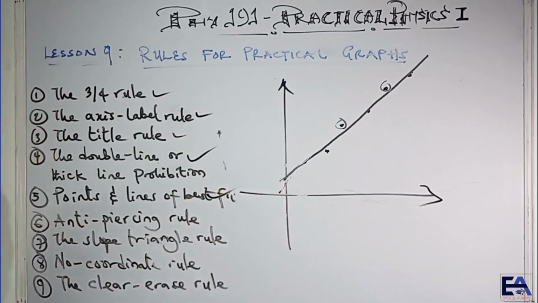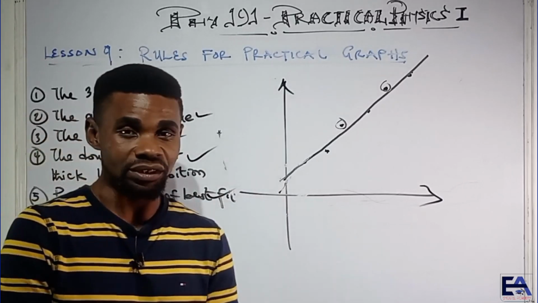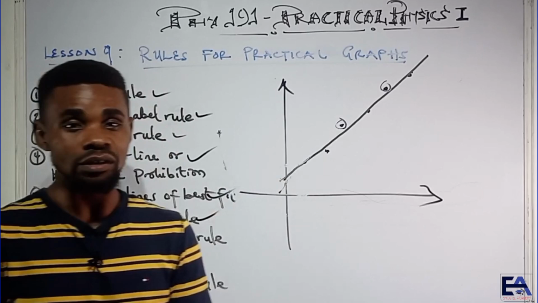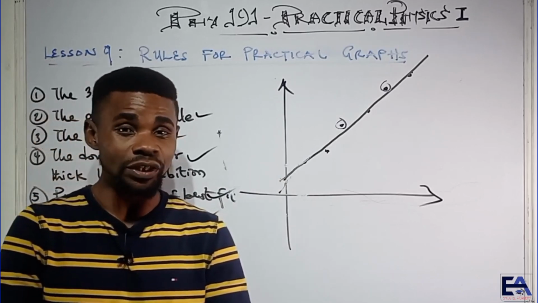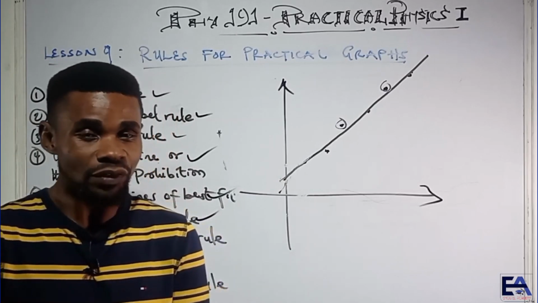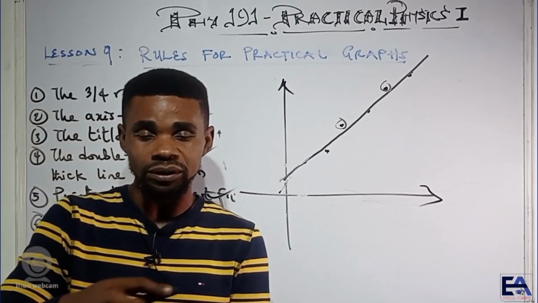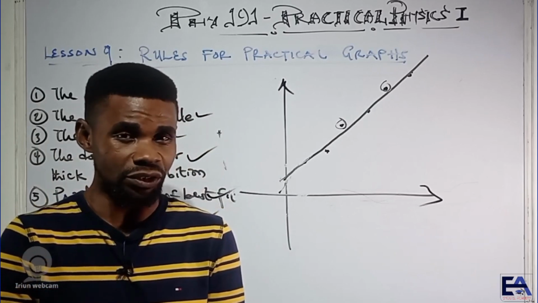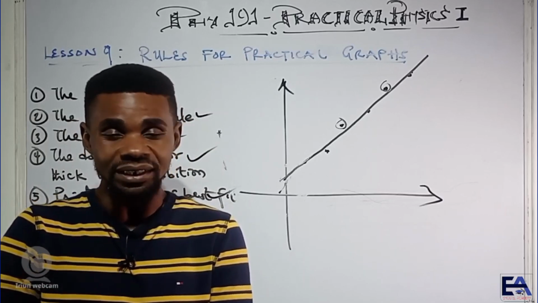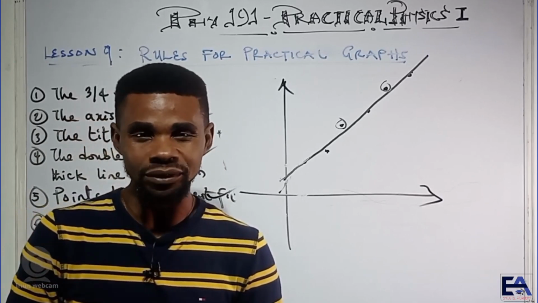So this is covered. Then the anti-piercing rule, which means your pencil must not pierce your graph book. It is forbidden. We don't permit perforated graph books in physics, all right? Because that hole could even bring about error in measurements. It could pass the wrong message to some readers who may not know that it was a hole that was there, and they will just think, okay, maybe it's also a point, or for any other reason.